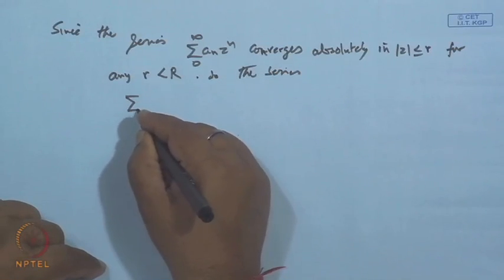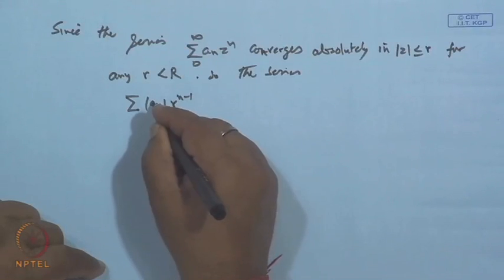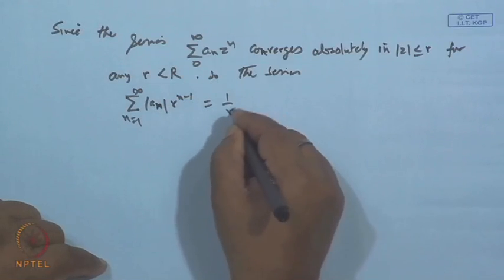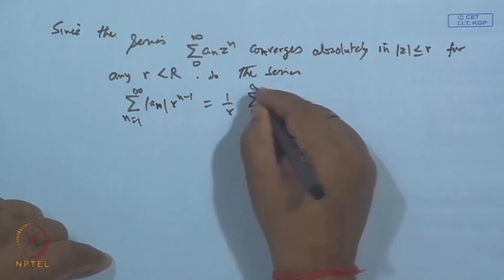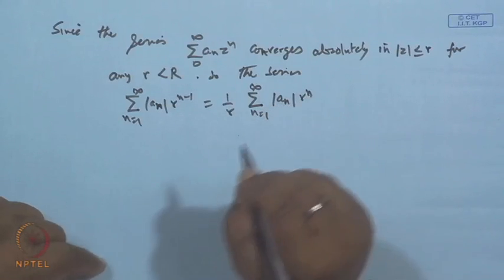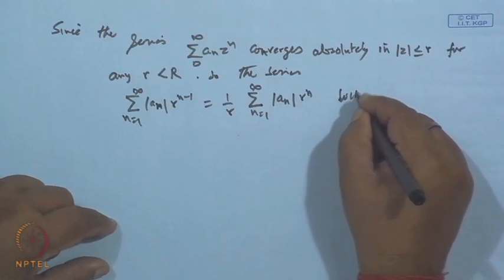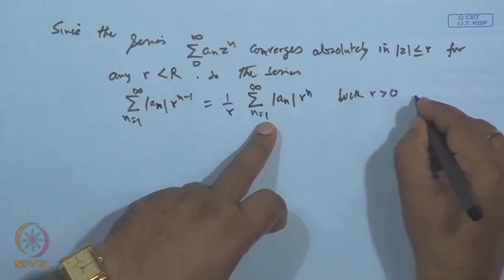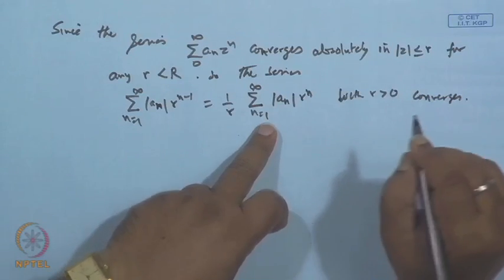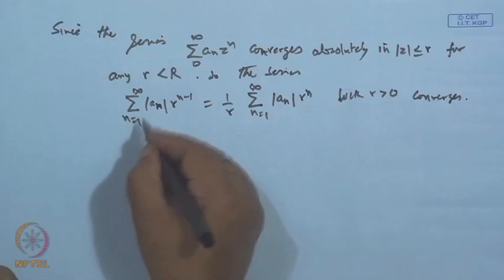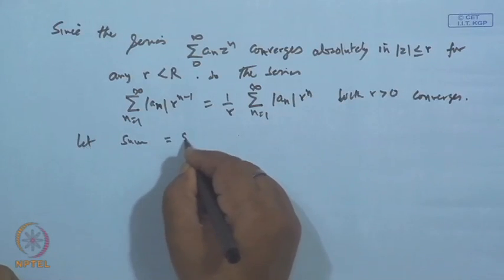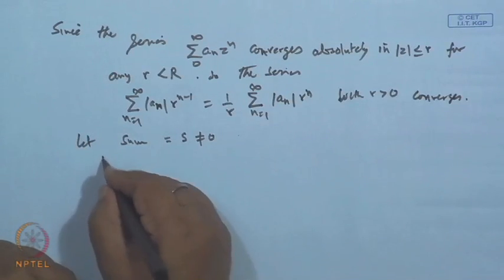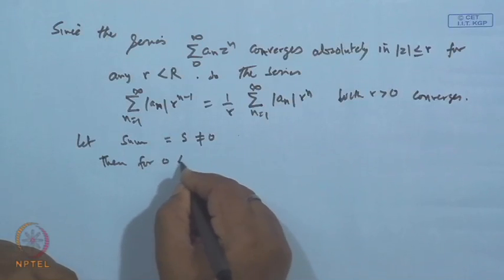Then the series sigma |a_n| r'^(n-1), n from 1 to infinity, is nothing but 1 by r' times sigma |a_n| r'^n, with r' greater than 0. Now, this series is convergent. Let the sum be S, which is different from 0, because it has non-negative terms.